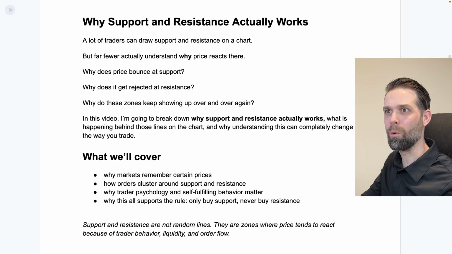A lot of traders can draw support and resistance on a chart, but far fewer really understand what is happening behind the scenes. Why does price bounce at support? Why does it get rejected at resistance? And why do these zones keep showing up over and over?